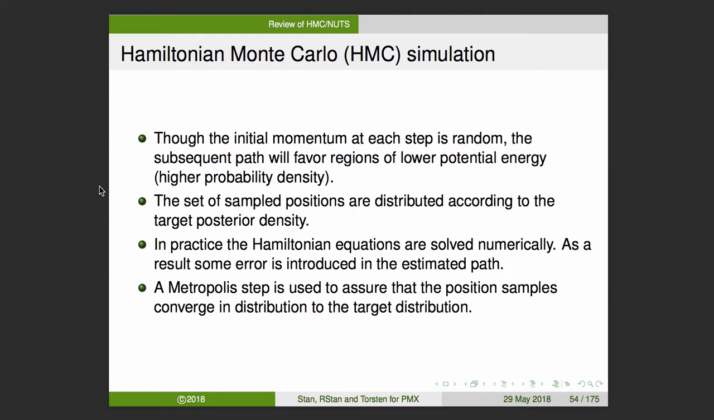Now, if we could actually solve those Hamiltonian equations exactly, we'd have an algorithm right there. We'd be done. And it'd be a wonderfully efficient algorithm, assuming you could solve those equations efficiently enough. But of course, you generally can't. You have to solve them numerically, so they're generally solved imperfectly. So typically another step is taken at that point because some error gets introduced by that numerical solution, and a Metropolis step is used to assure that in the end the various position samples will converge in distribution to the target distribution. So it's basically an approximation of the Hamiltonian mechanics that we then correct, at least in the sense of convergence in distribution, by using that rejection step, the Metropolis step.